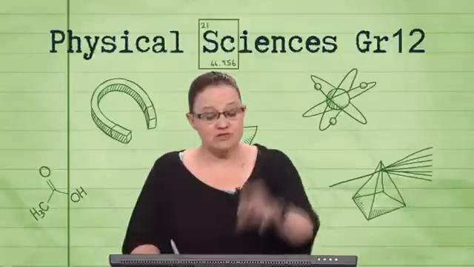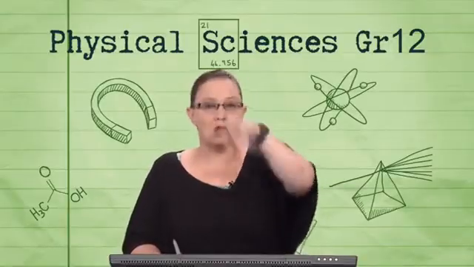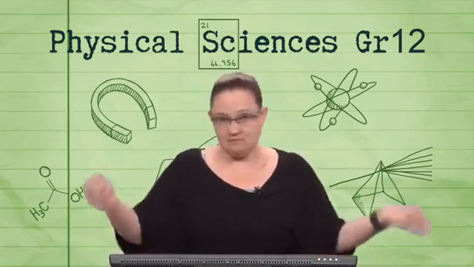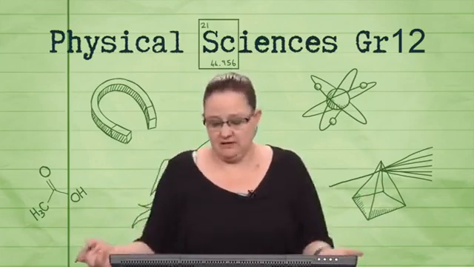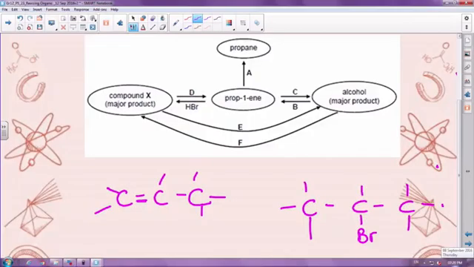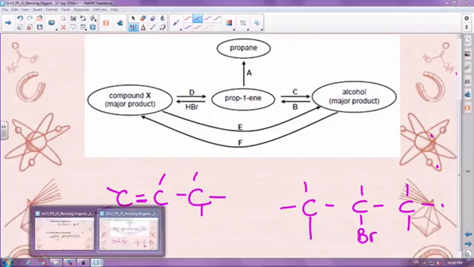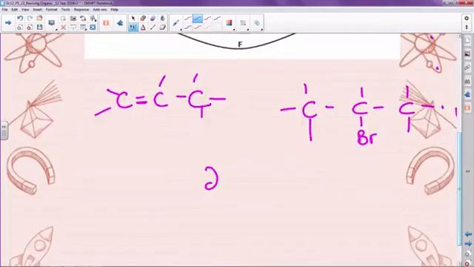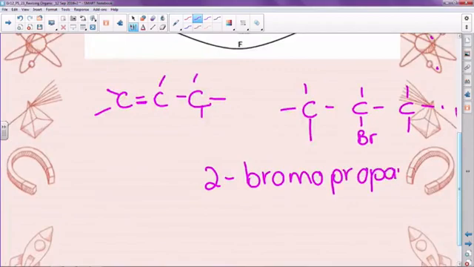That's really, really important for you to get: the hydrogen from the HBr will go onto the carbon that already has a lot of hydrogens on it. If it doesn't matter which one it goes on, then it doesn't matter. There won't be a difference here. So the name of my major product becomes 2-bromopropane.